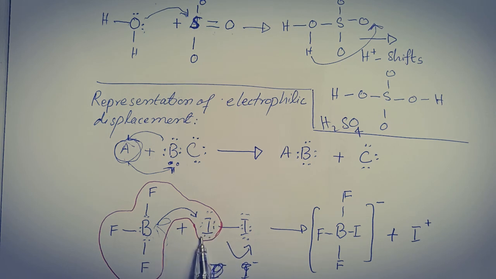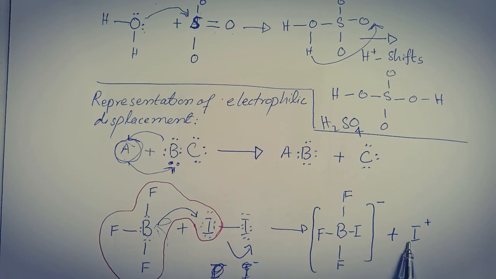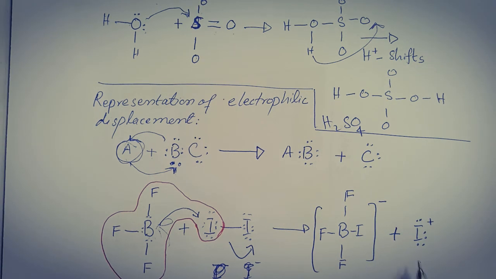with a typical electrophilic displacement reaction to make a species known as iodonium ion, carrying six electrons in the outermost shell of iodine.